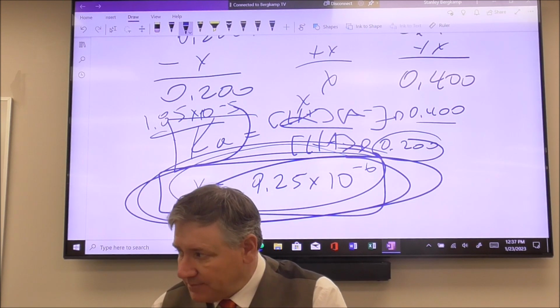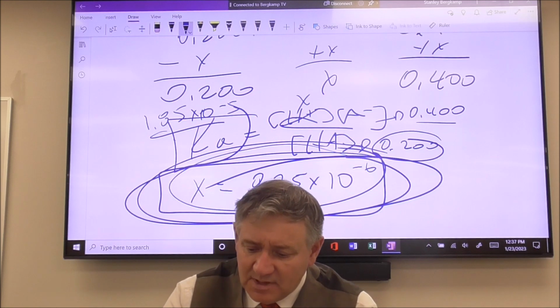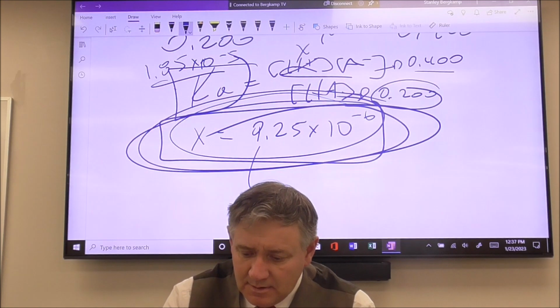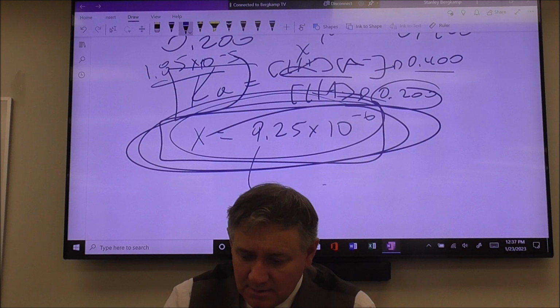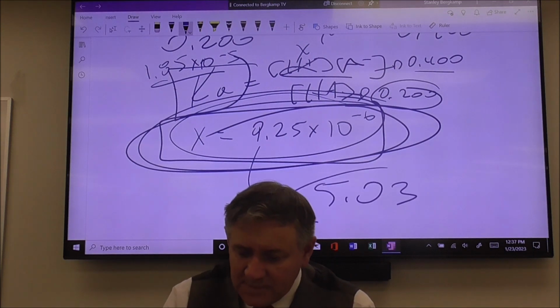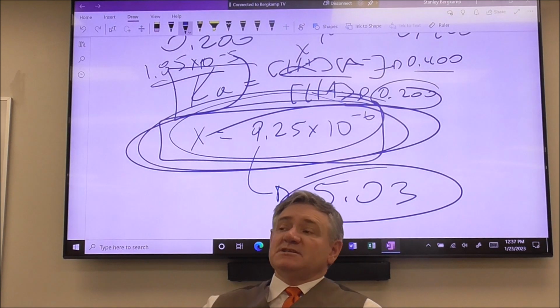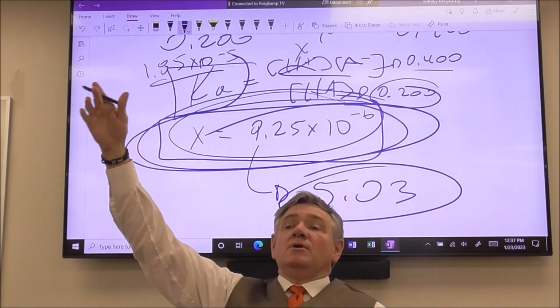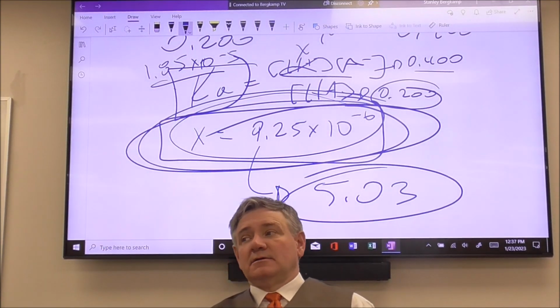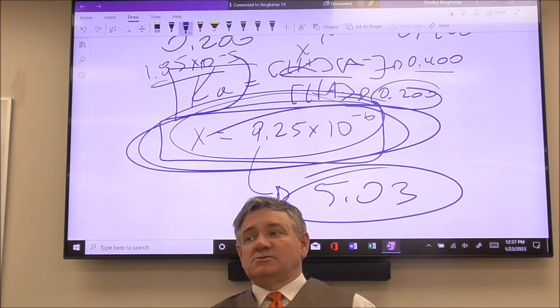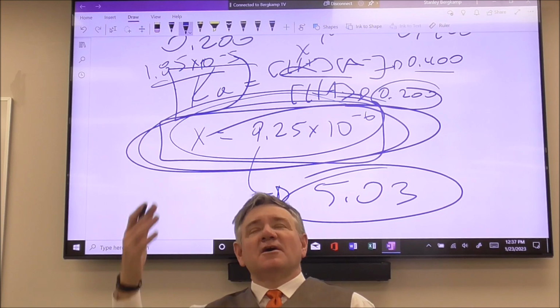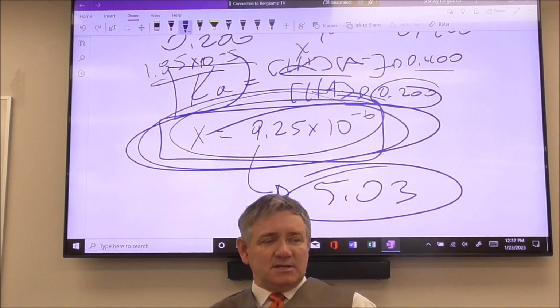This is how you get there. Now, Evan, take the negative log of that number. 5.03. What'd you get? 5.03. Now, notice what happened to my pH. pH has gone up. Why? Because there is less hydronium. There are fewer hydronium ions in that solution.